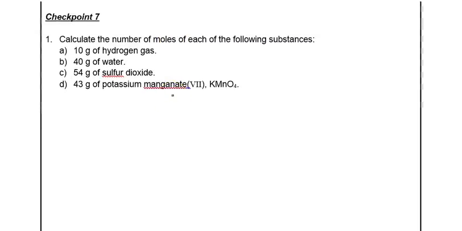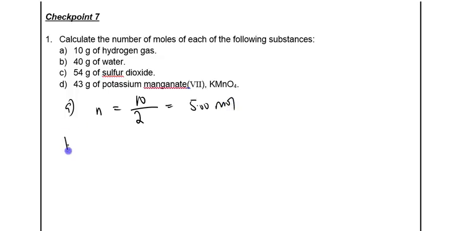Checkpoint 7, question 1a. Calculate the number of moles of each of the following substances. So, based on the equation, number of moles for 1a, 10 grams of hydrogen gas. Number of moles is simply mass divided by the molar mass, which is 2. And I will have 5.00 moles.